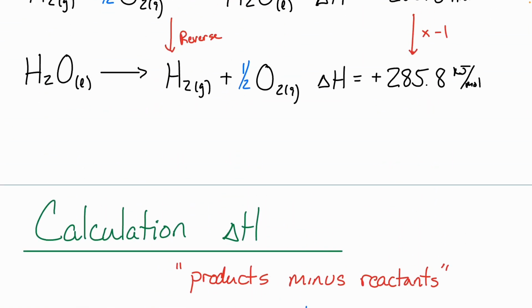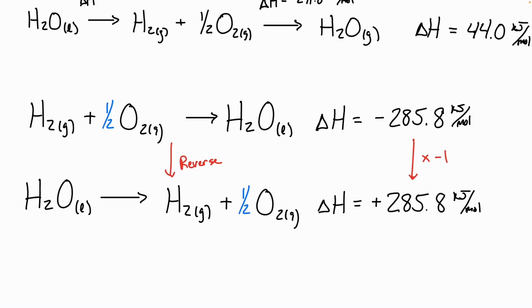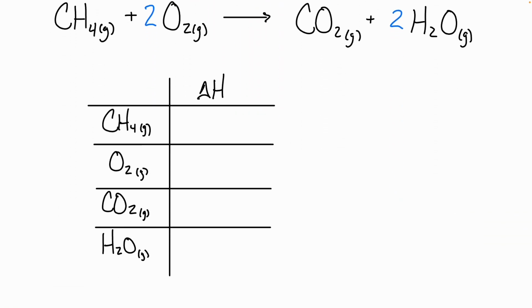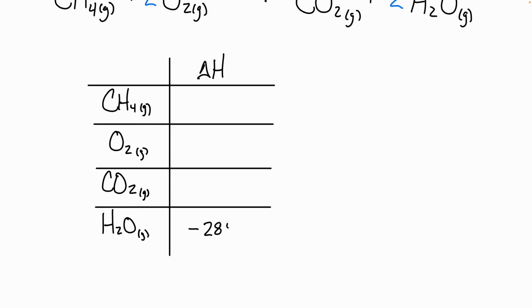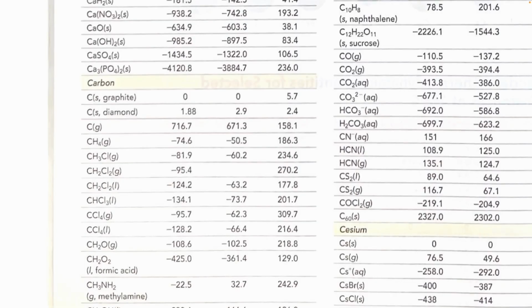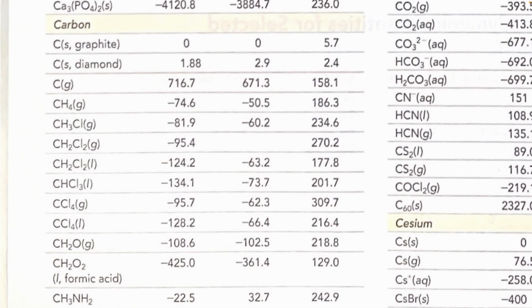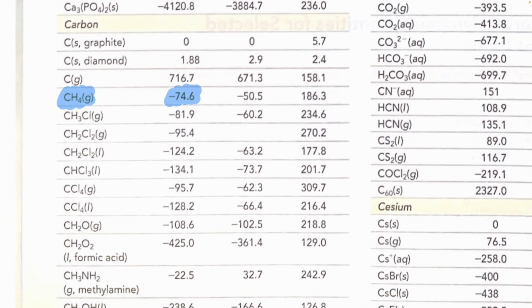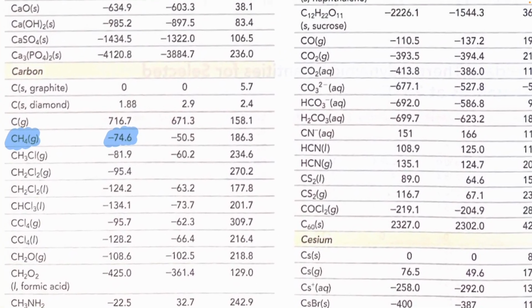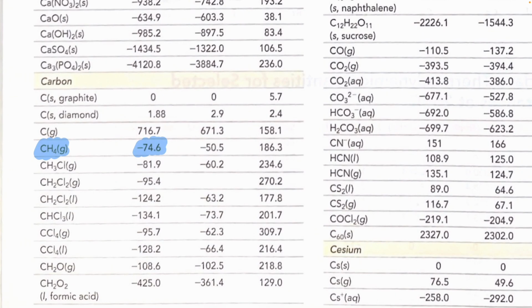Okay, I guess we did it for water, right? For gaseous water, negative 285.8. These are all going to be in kilojoules per mole. Okay, so let's look it up for each one of these compounds here. So we have methane, that's negative 74.6. Carbon dioxide should be around here somewhere as well. Yep, negative 393.5.